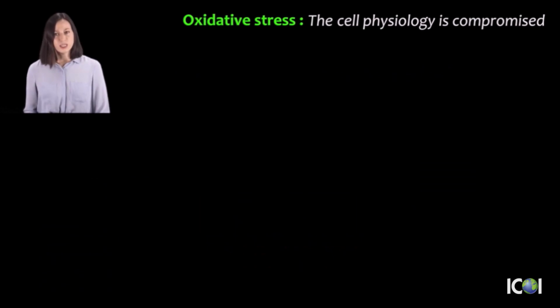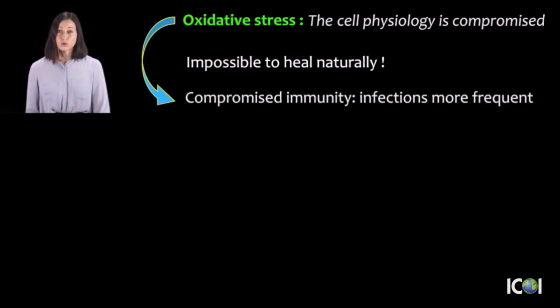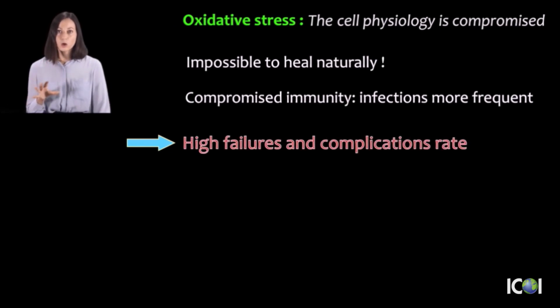When we are under oxidative stress, the whole cell physiology is compromised. The body cannot heal naturally and properly. But also the immunity is compromised, and we face more risk of infection. And this is why we have higher rates of failure and complication.